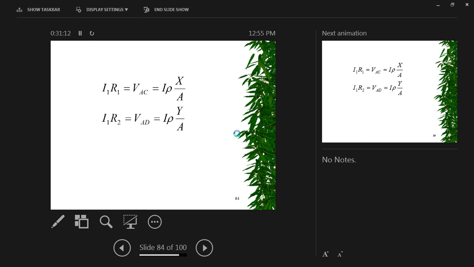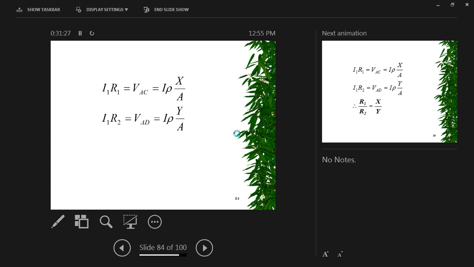Now I'll do this for the second resistor, but the second resistor's current is still I1 because the two resistors are in series. So they have the same current. But the balance length is now Y because it's a different resistance. And of course then we will have a different PD across it.